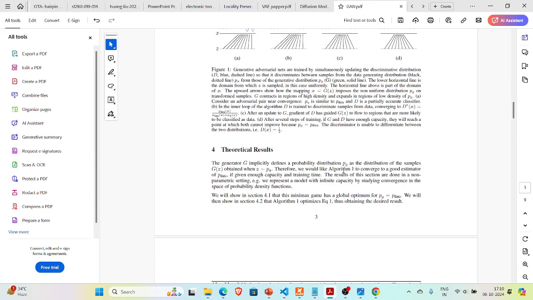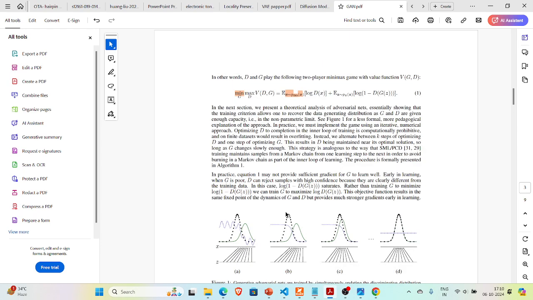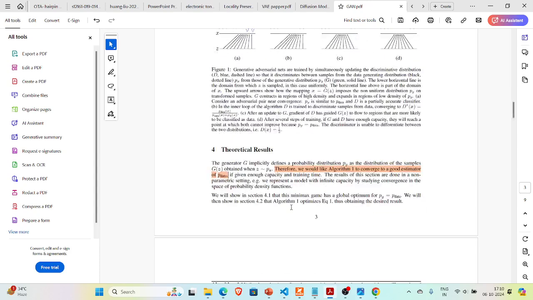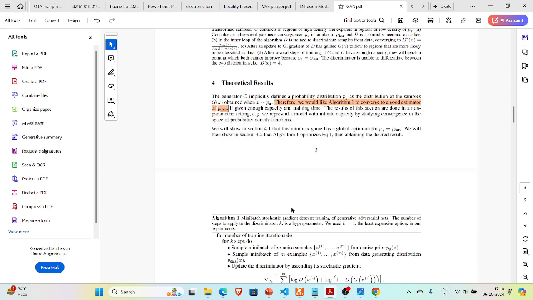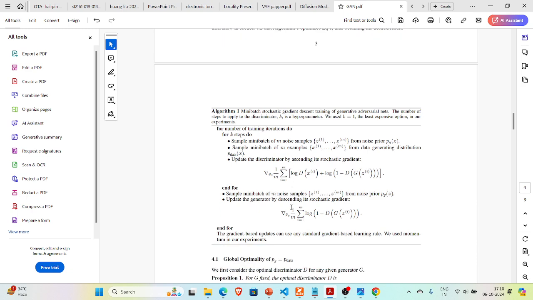Therefore, we would like the algorithm to converge to a good estimator of P data. That is important, because G will be used to generate the data samples. So what we are doing is sampling many batches of noise samples z from the prior, suppose a normal distribution. We sample the data as well. Then we update the discriminator, and after that we update using stochastic gradient descent.